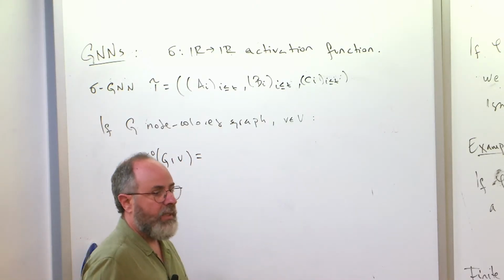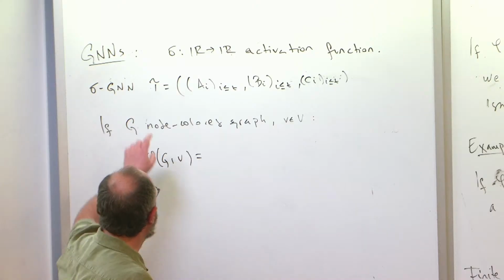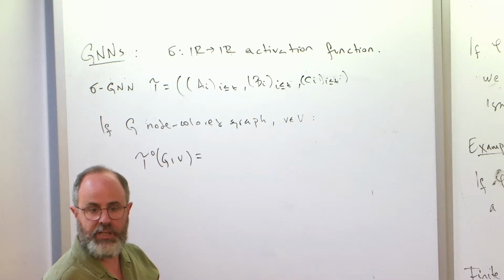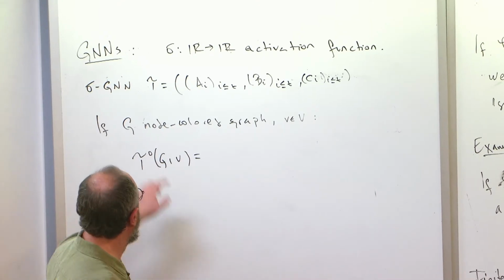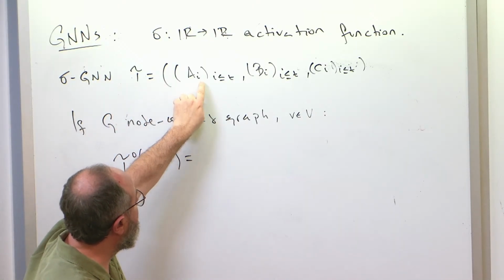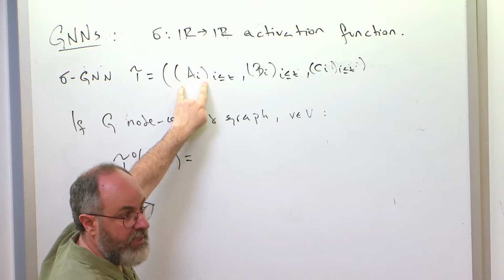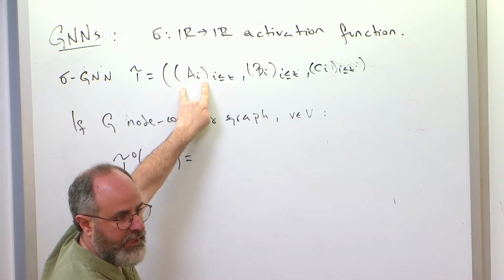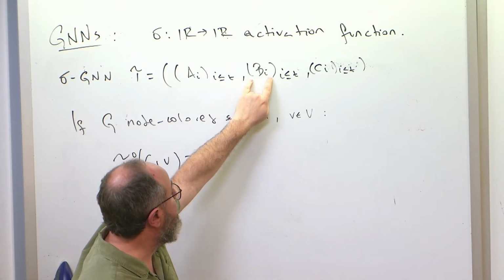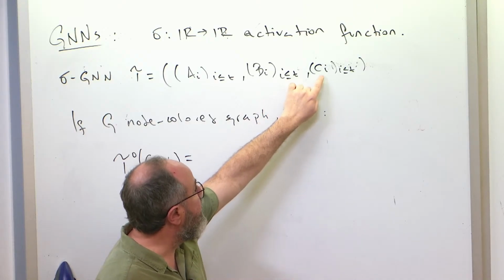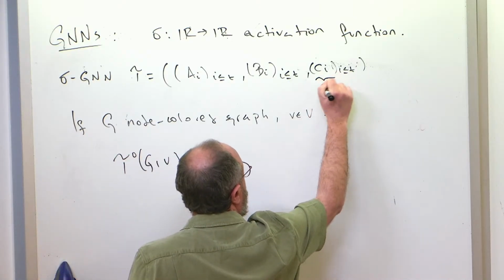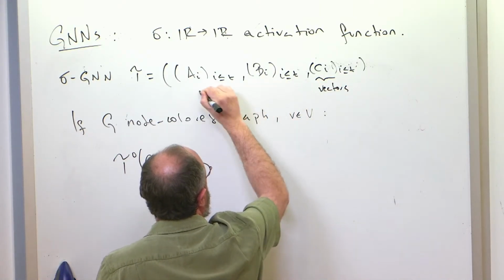Okay, so what are graph neural networks for us? Well, first of all, we will fix an activation function, sigma, from the reals to itself. And we're going to define a sigma GNN as a tuple tau that contains a certain number T of matrices of appropriate dimension, A sub i, a certain number of matrices B sub i up to T, and a certain number of vectors, C sub i up to T. So these are vectors, and these are matrices.